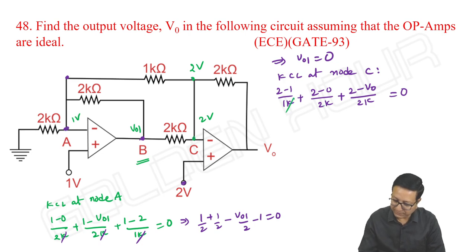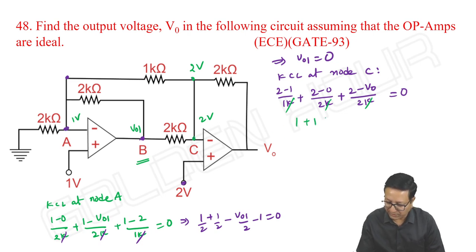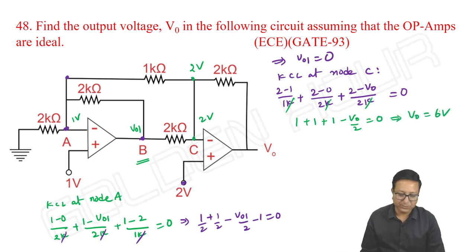Then kilo got cancelled. Further, 2 minus 1 is 1, 2 by 2 is 1, so 1 plus 1 plus 2 by 2, it is 1 minus V output by 2 is equal to 0. This implies V output is equal to 6 volts. This is the answer. This is how we do the problem.